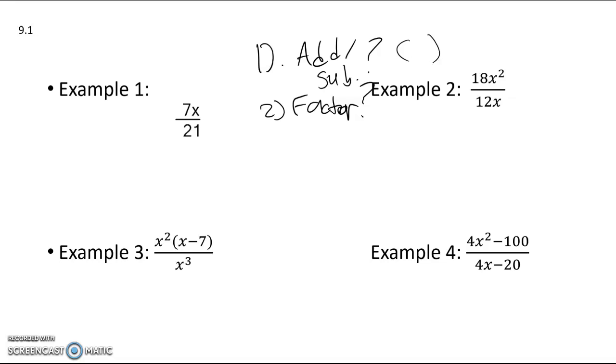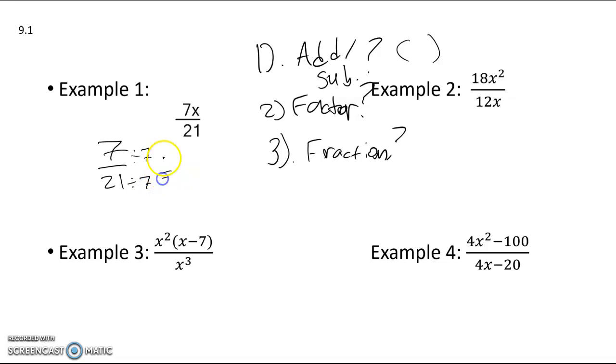So for this first one, 7x over 21, there's no addition and subtraction, no factoring involved. So now I'm just going to treat it like numbers, like a fraction, and simplify. Let's forget that x for a second and take the number 7 over 21. I find a number that divides both top and bottom: 7 divided by 7, 21 divided by 7, I get 1 over 3. I add that x to the top. There are no x's on the bottom to work with, so my final simplified answer is x over 3.